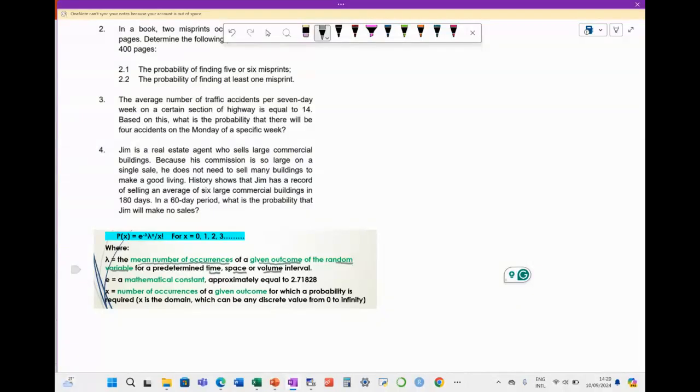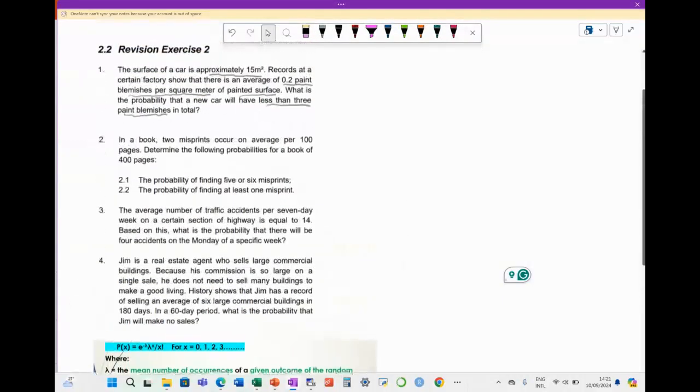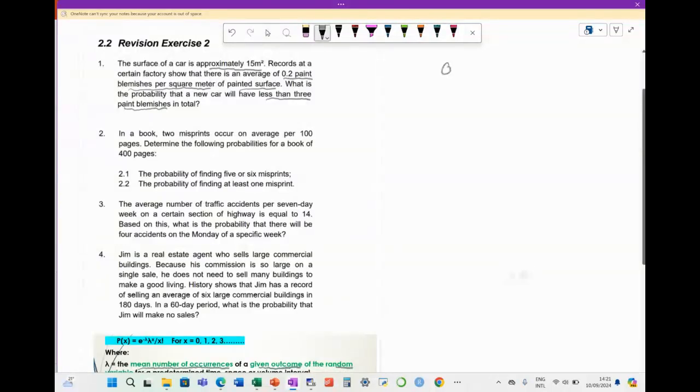Right, so that's an average. If I'm to make it simple, it's an average. Okay, average number of occurrences. So here they've given us an average number of occurrences. We've got 0.2 blemishes of paint per what? Meter square. That's an average.